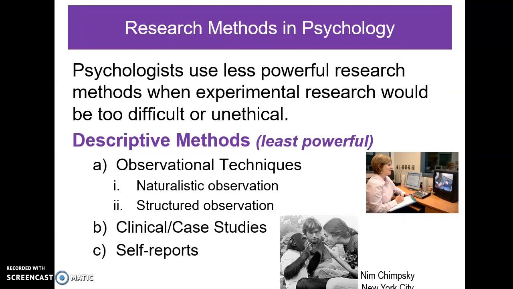But with that being said, sometimes we have to use less powerful research methods when experimental research just is unethical or it's too difficult to conduct. So the first one, the least powerful, is descriptive methods. Now, what is descriptive methods? Well, there are different kinds, and there are three that I'm going to talk about. One is observational techniques. This can be either naturalistic observation or structured observation.